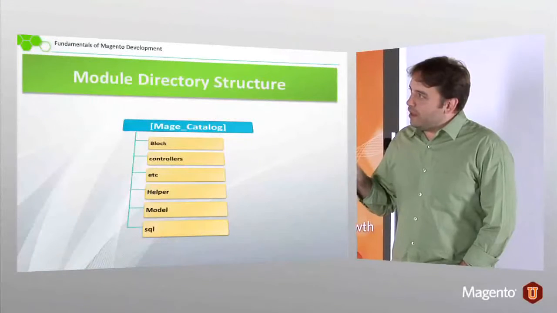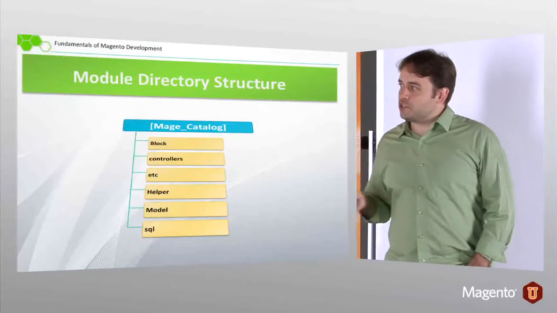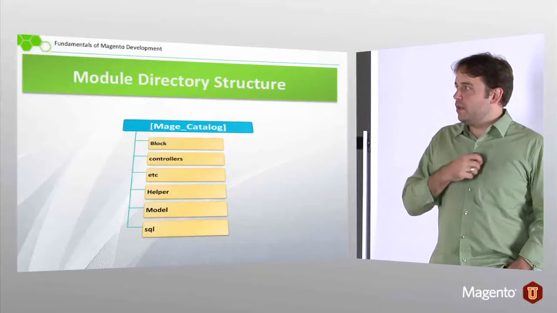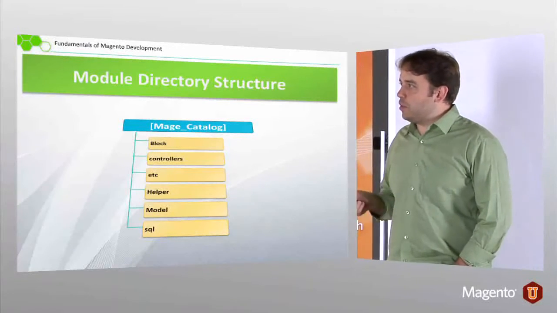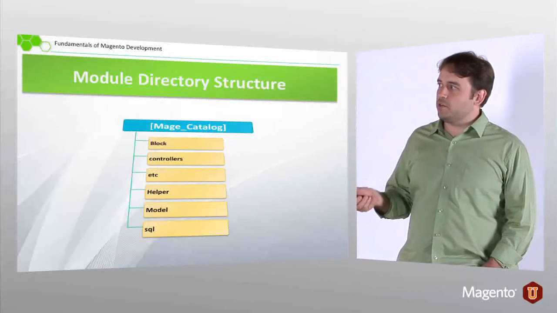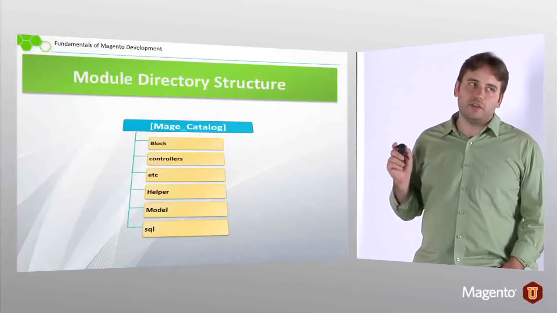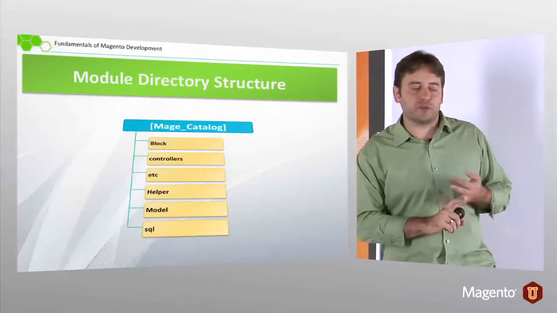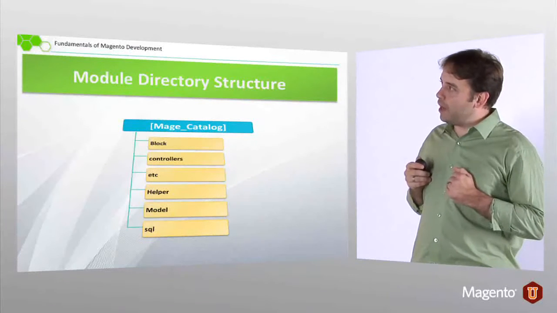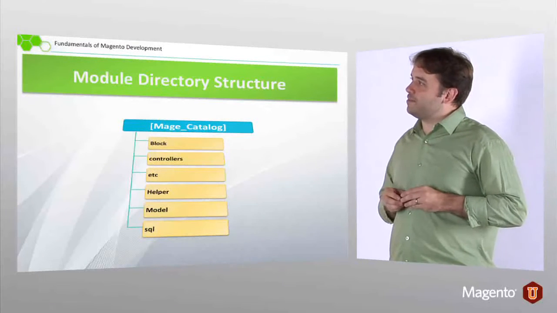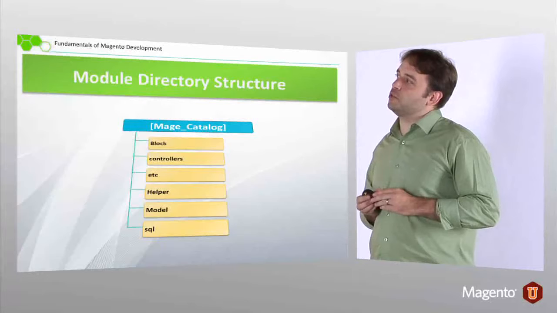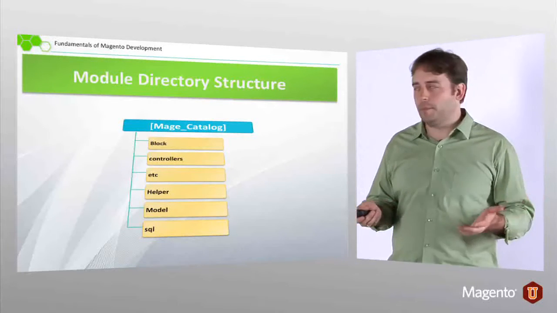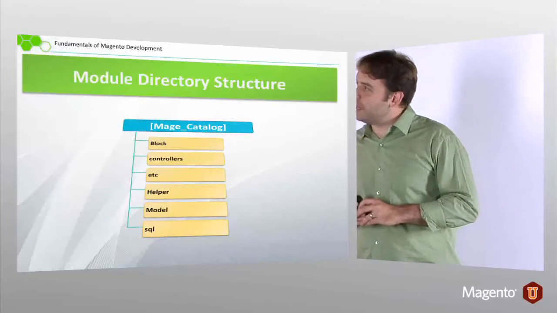When you're configuring your module, you specify a path that will get you here to block, helper, and model. It's possible to change these easily in your configuration, but I always recommend that you use block, helper, and model simply because that's what Magento does, and that's what other developers will expect. The very simplest module that you could have would only contain an etc folder with a configuration file in it, config.xml.